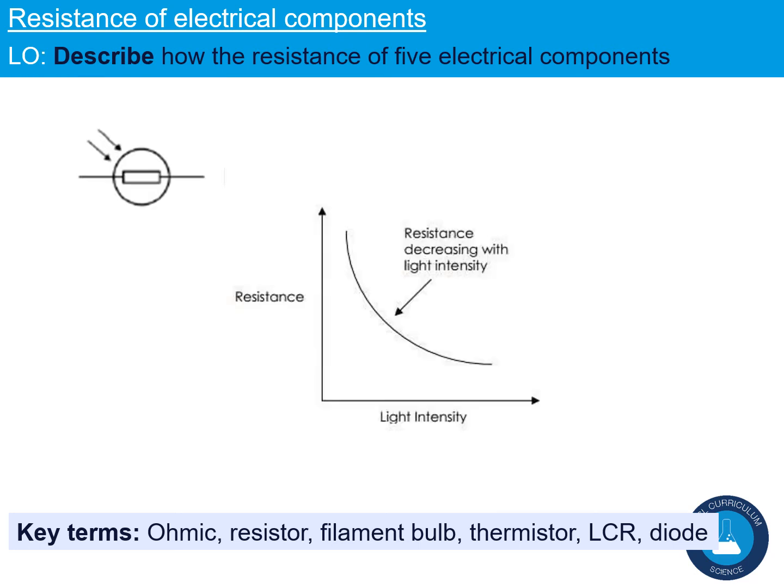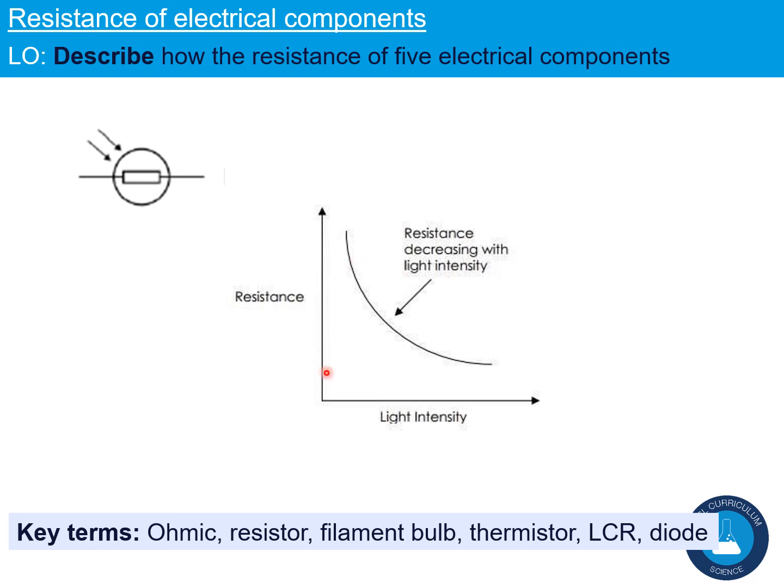This circuit symbol here is for a light-dependent resistor, often just called an LDR. Now, a light-dependent resistor is one in which the resistance changes depending on the light intensity. If the light intensity is high, that means we've got lots of light shining on a component. If the light intensity is low, it means we have very little light shining on that component.